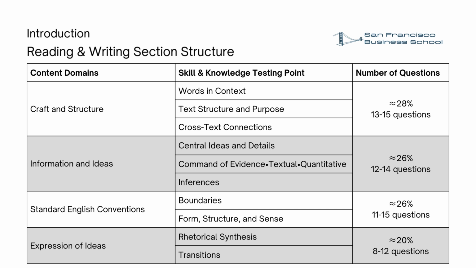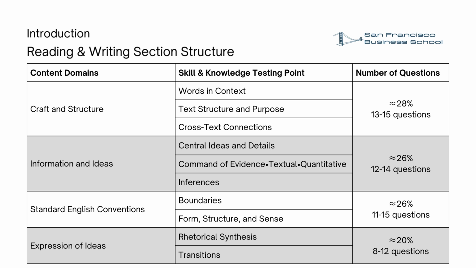Information and ideas content domain measures comprehension, analysis, and reasoning skills and knowledge, and the ability to locate, interpret, evaluate, and integrate information and ideas from texts and informational graphics, tables, bar graphs, and line graphs. The information and ideas content domain has 3 skills and knowledge testing points. These are central ideas and details, command of evidence, and inferences. Roughly 26% of the questions in the reading and writing section will come from the information and ideas content domain. That makes around 12 to 14 questions.